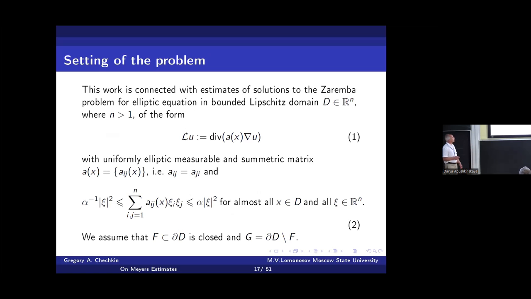So we consider an elliptic operator with this matrix which is symmetric and satisfies this inequality. Alpha is the ellipticity constant here, and here the same alpha. We assume that we have a closed subset F of the boundary, and G is the rest. So we have two parts, F and G.